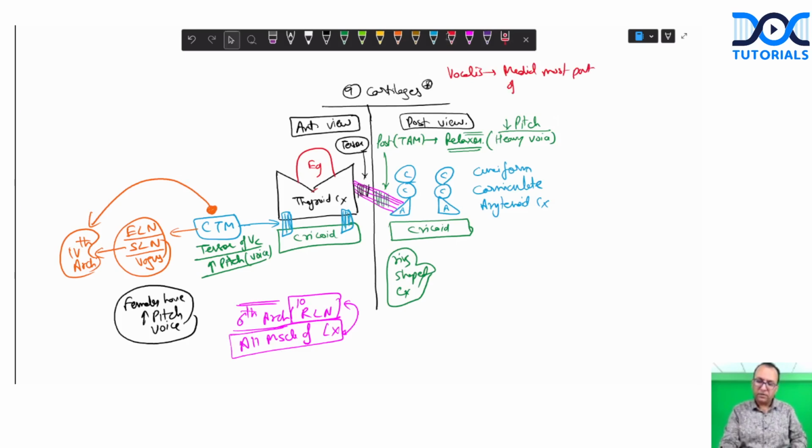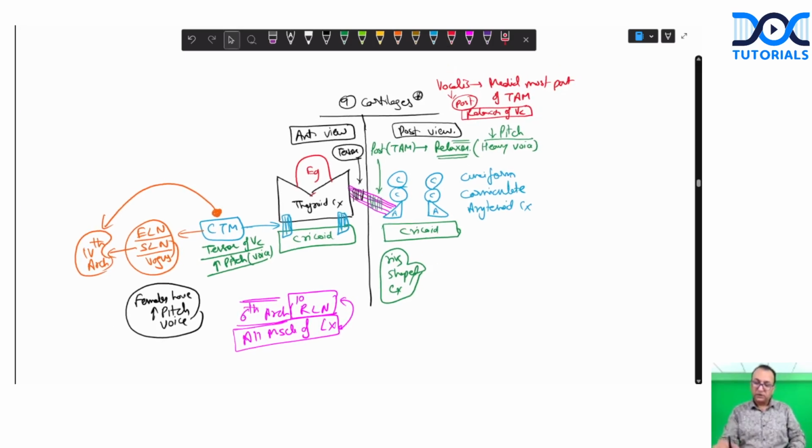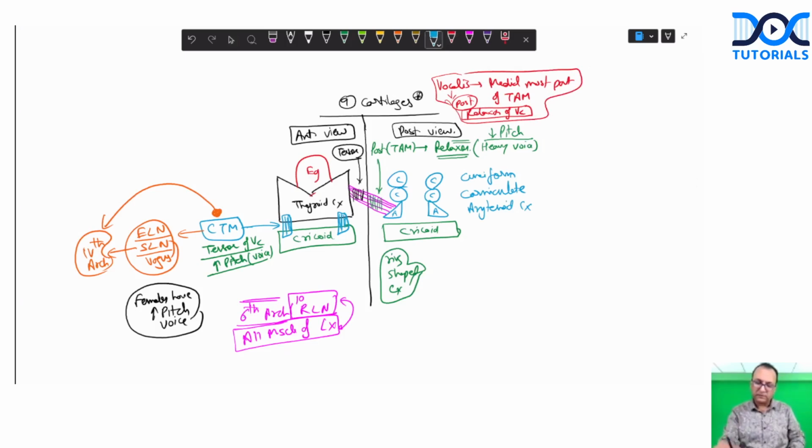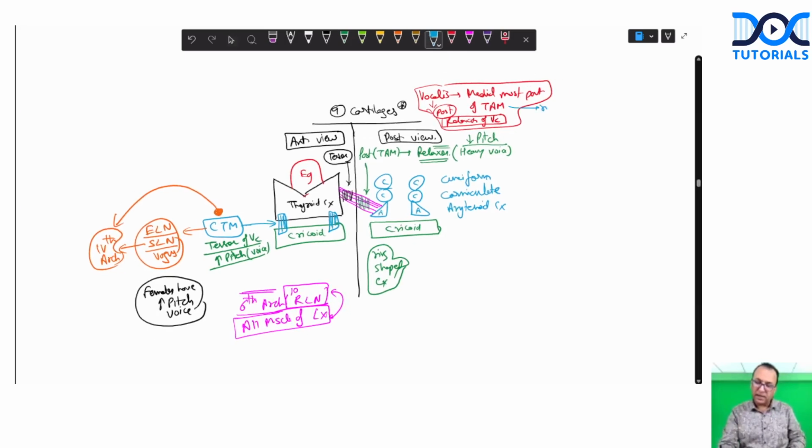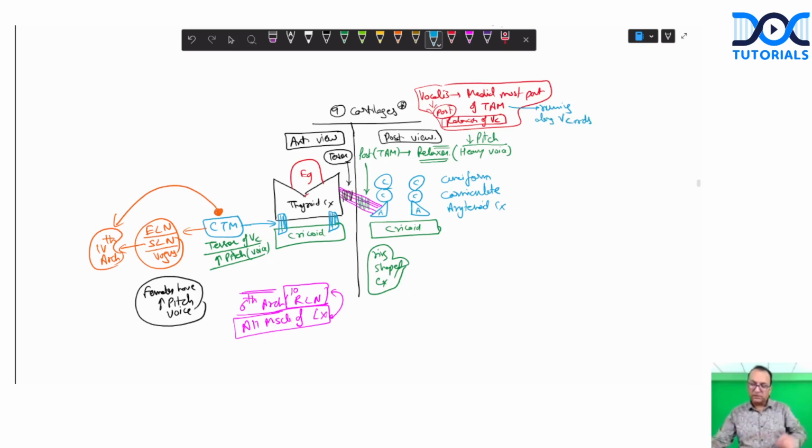part of the thyroid muscle. So are you telling that vocalis posterior will be a relaxer of the vocal cord? Yes, it is a relaxer of the vocal cord, whereas if you are talking about the anterior, it will be tensor. So remember, vocalis is just the medialmost part of the thyroid muscle, running along the vocal cords.